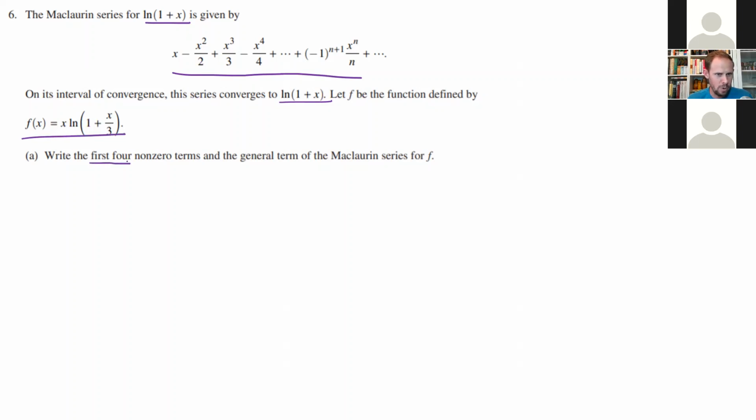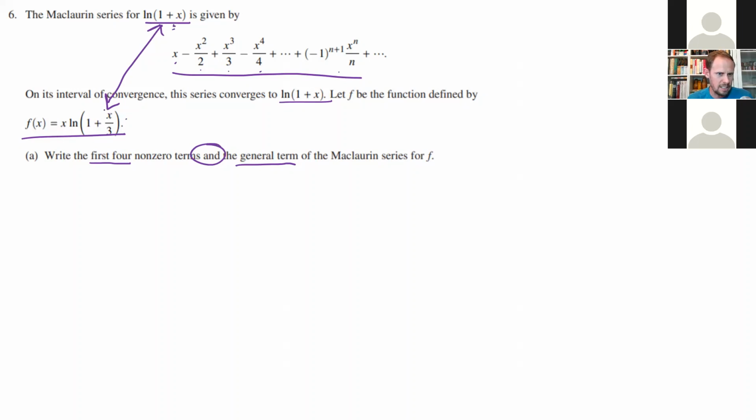Write the first 4 non-zero terms and the general term. So there's an "and" here. So 2 things from the Maclaurin series of f. So, I mean, here are the 1, 2, 3, first 4 terms and the general term. So what it's asking us to do is figure out how do these 2 guys relate to each other? How do we transfer from this guy to this guy?